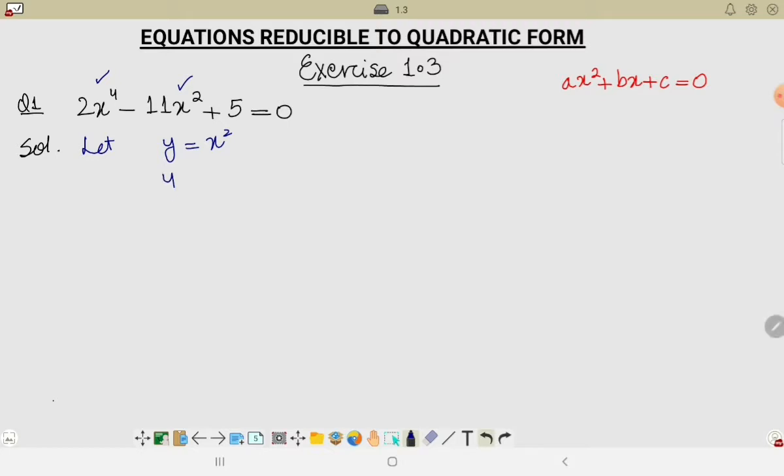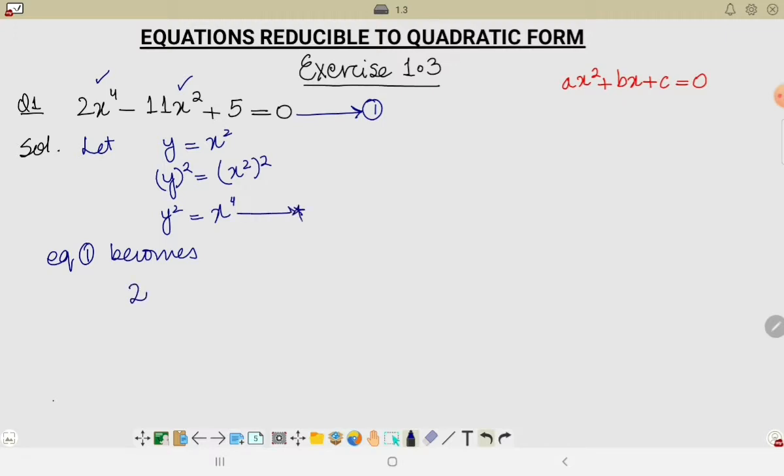If we take the square on both sides of this substitution, we'll get x to the power 4. So our equation 1 becomes now 2. Instead of x raised to the power 4, we'll apply this, which is y square. Instead of x square, we'll write y, plus 5 is equal to 0. So we have made the equation that was originally a biquadratic equation, we have reduced it into quadratic form.